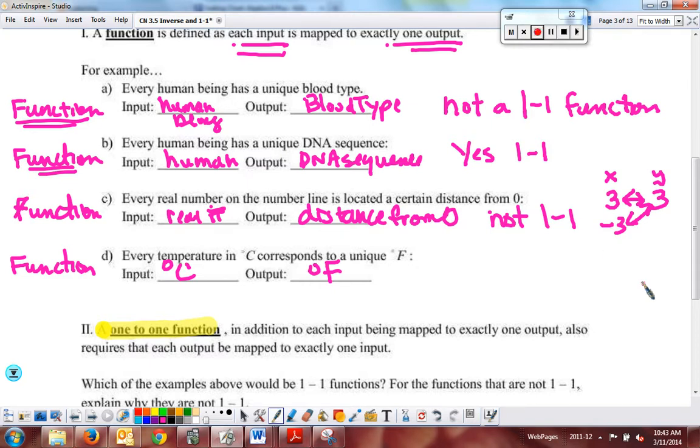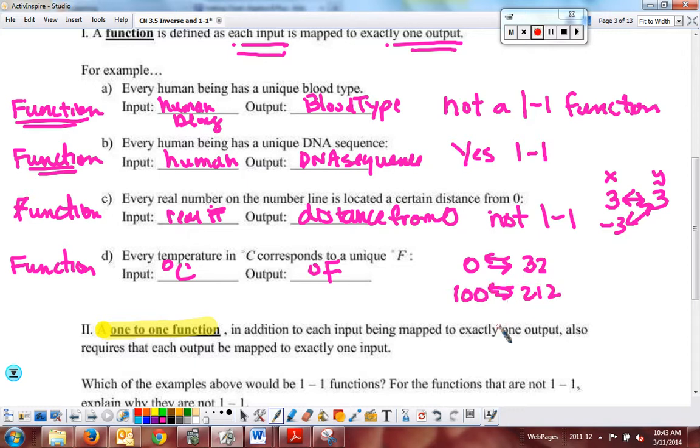If it was a truly one-to-one function, like here, degrees Celsius, degrees Fahrenheit, that one is. If I know 0 degrees Celsius is 32 degrees Fahrenheit, is 32 going to go right back to 0? Yeah, so it's a one-to-one correspondence, no matter what I pick. 100 degrees Celsius is 212, and 212 is 100 degrees Celsius.